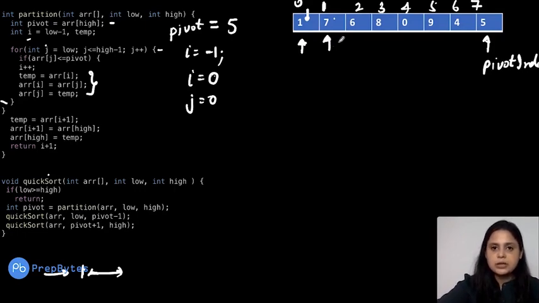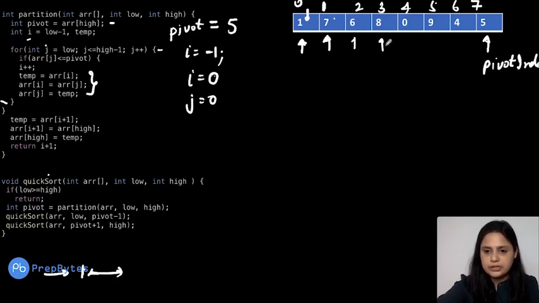j comes here. So is 7 less than 5? No, I go here. Is 6 less than 5? No, I go here. So my j is incrementing. Now my j is 8. Is 8 less than 5? No, I go here. Is 0 less than 5? Yes, 0 is less than 5.